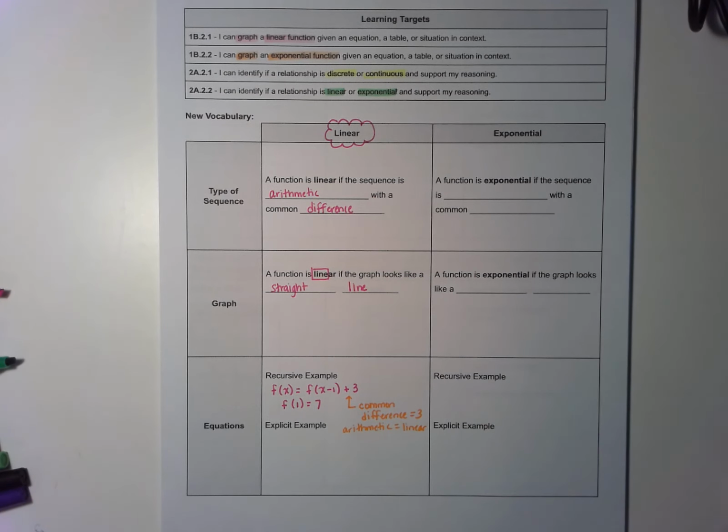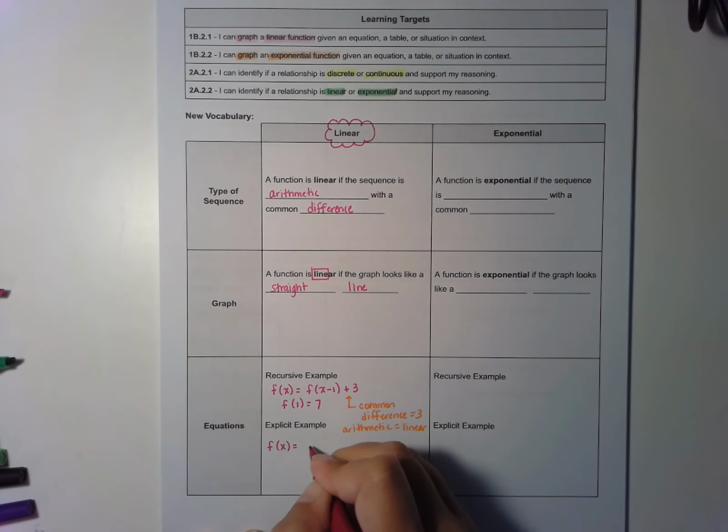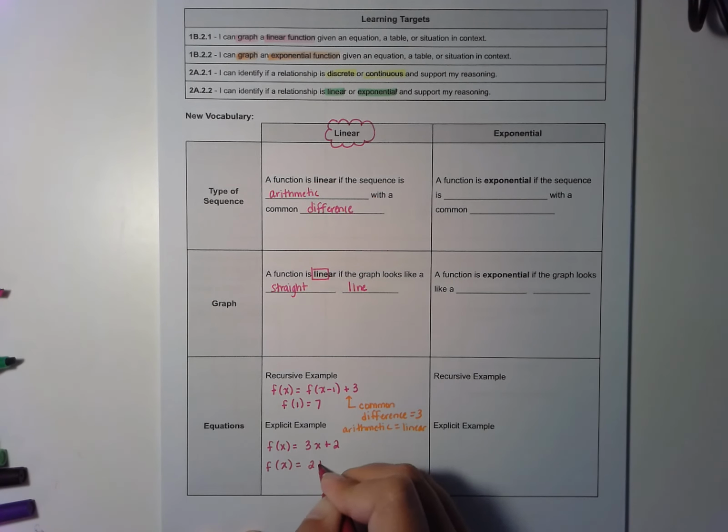An explicit example would look like this. f(x) = 3x + 2. Or you might see the problem written as f(x) = 2 + 3x. So you can see it with the starting term at the beginning or the starting term at the end. Either way, it's going to be arithmetic, which makes it linear.